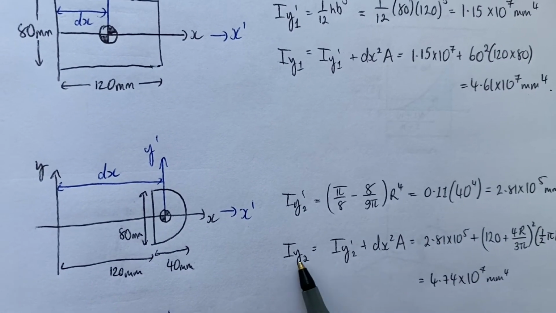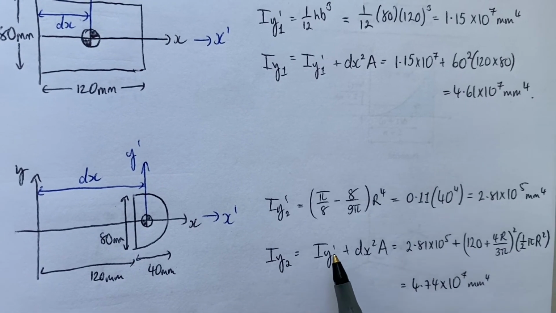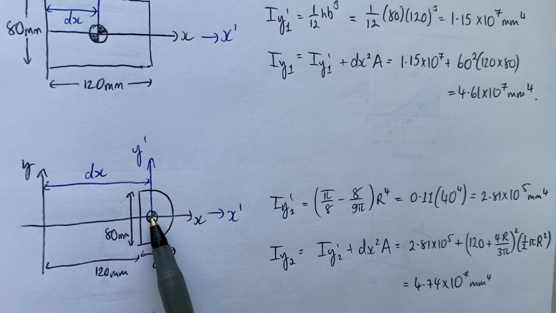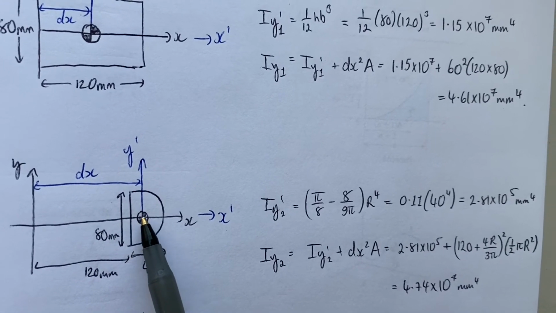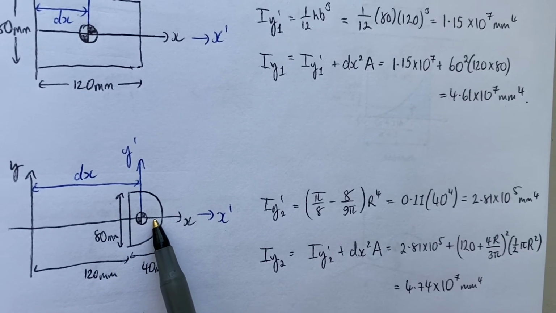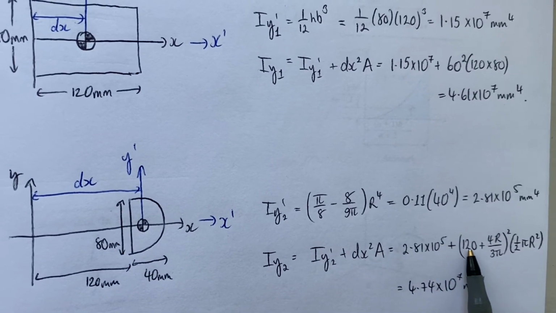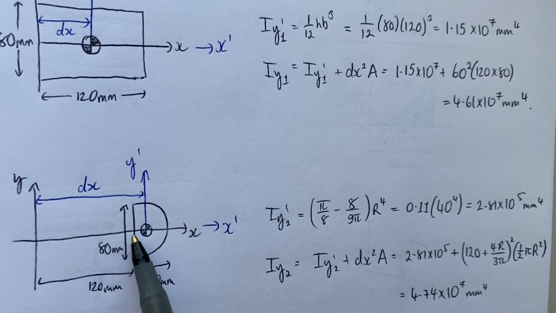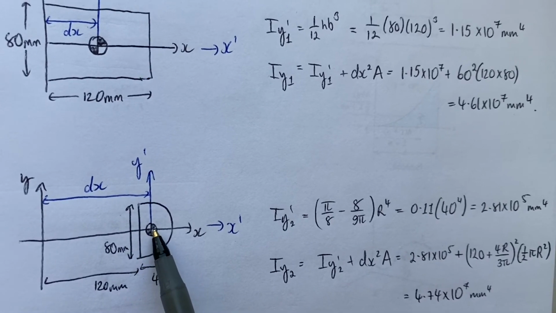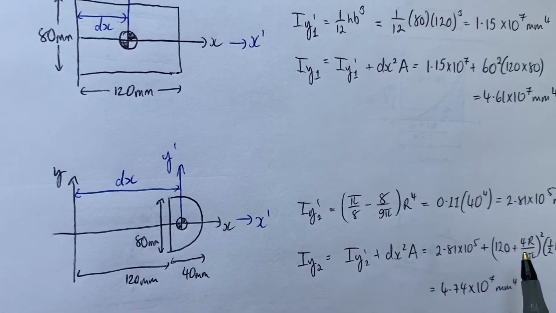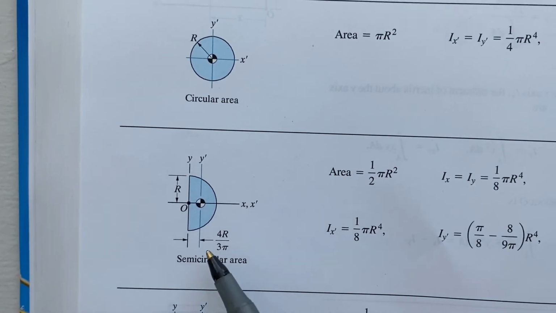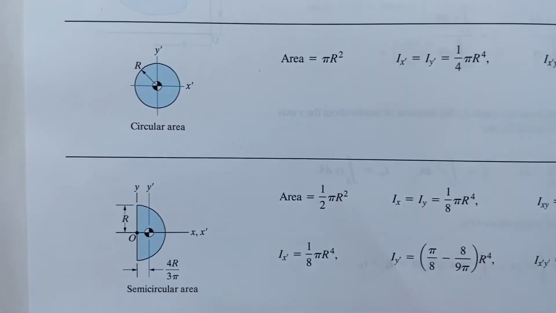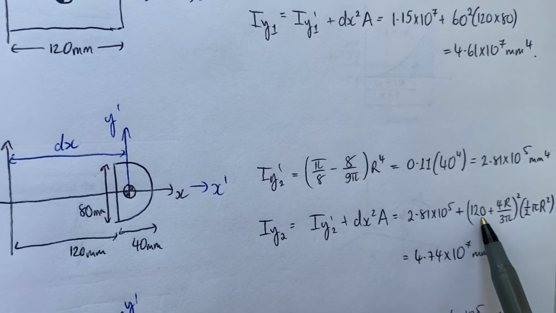And then when I apply the parallel axis theorem, I just need to remember that it's been shifted 120 plus the distance from the edge to the centroid of the area, right? So that's where this term has come from in here. It's 120 mil plus the distance from the edge of the shape to the centroid of the area. Again, I get this from the appendices. So from the edge of the shape to the centroid of the area is just 4r over 3 pi, which is where this number has come from here.